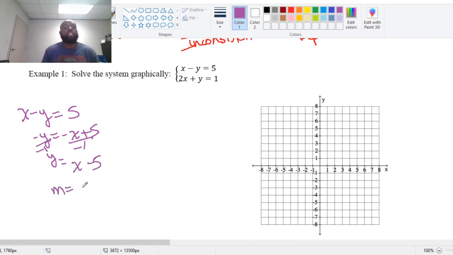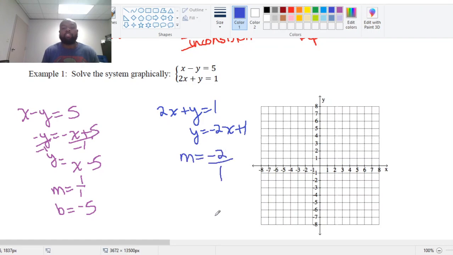And so the slope here is 1. I'm going to write it so I can see my rise over my run. So I can write that as 1 over 1, and my y-intercept is -5, right? And then my other equation, 2x plus y equals 1. For that equation, we're going to solve for y. So I get y equals -2x plus 1. Again, my slope here is -2. I'm going to write it as -2 over 1, and my y-intercept is 1, right?